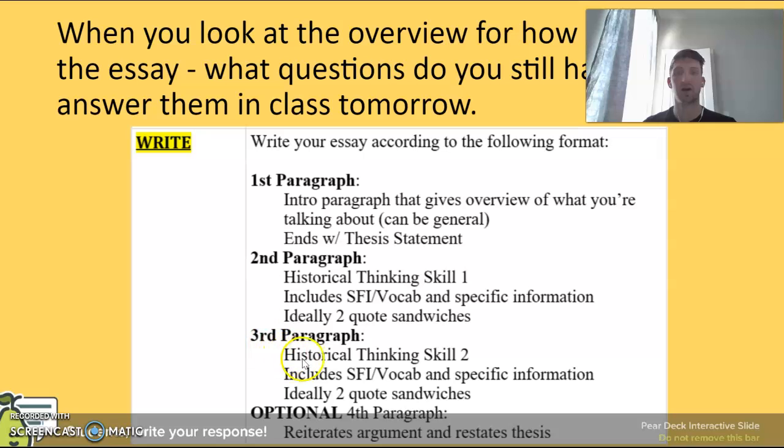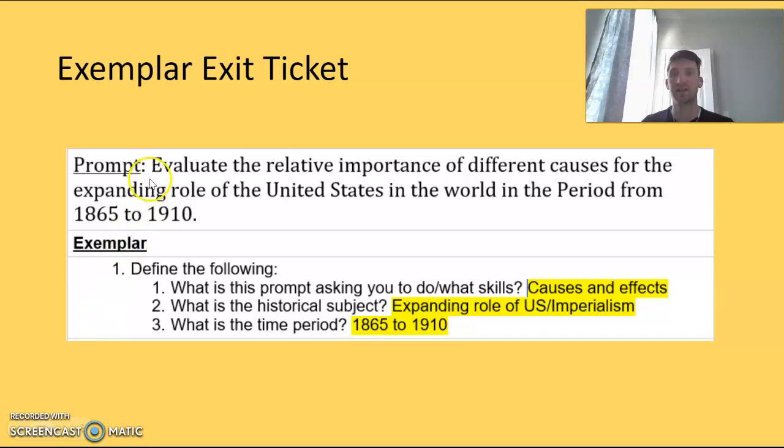And then my next paragraph, I'll address the second thinking skill, change. I'm going to hopefully find 2 quote sandwiches or 2 documents that relate to change, and I'm going to write those. If I have extra time, I'll do a 4th paragraph where I just reiterate my argument and I restate my thesis.